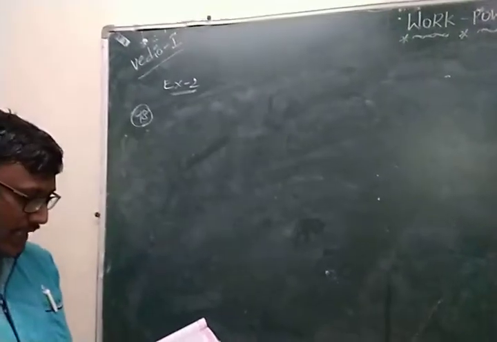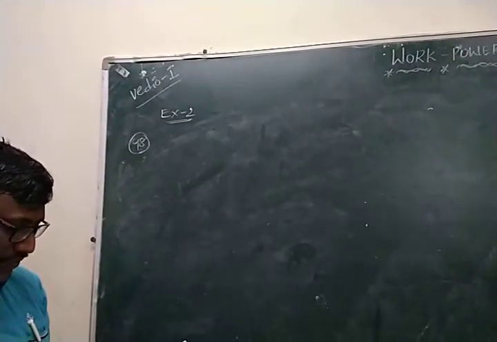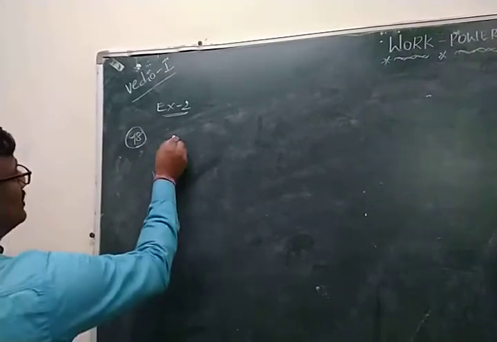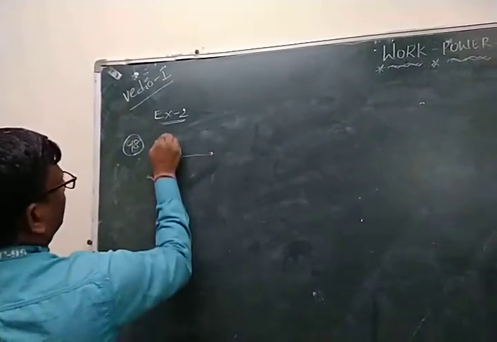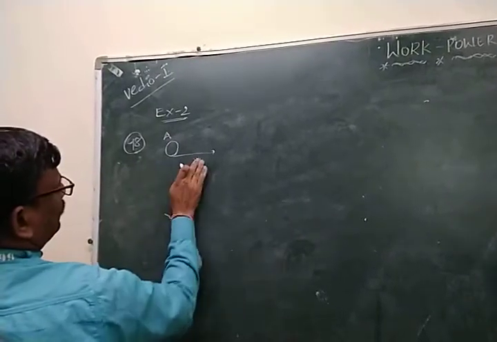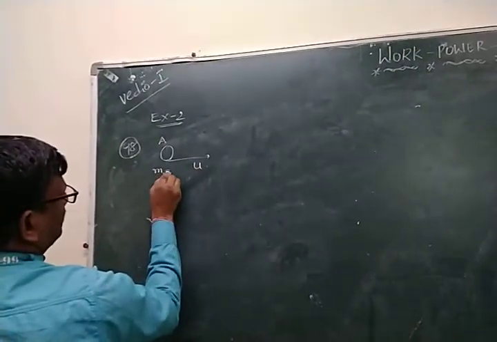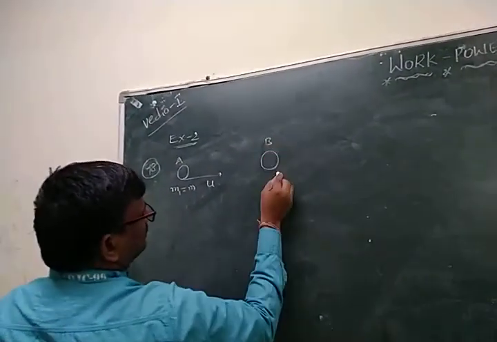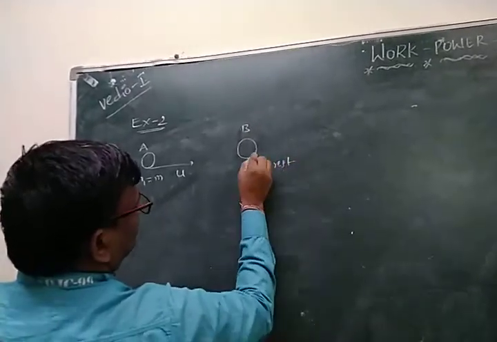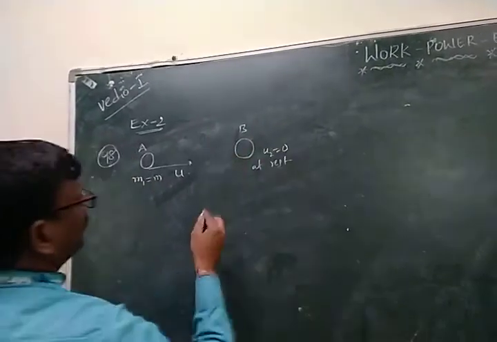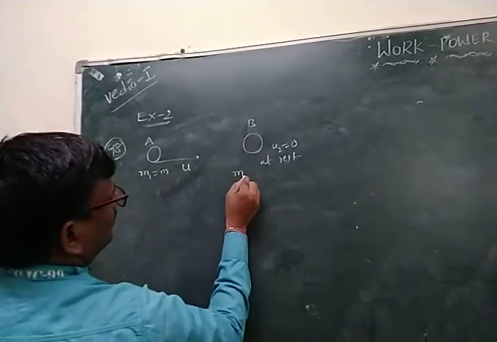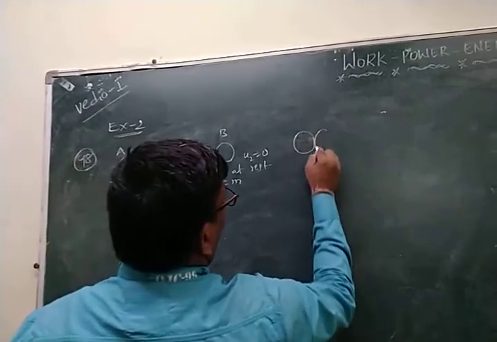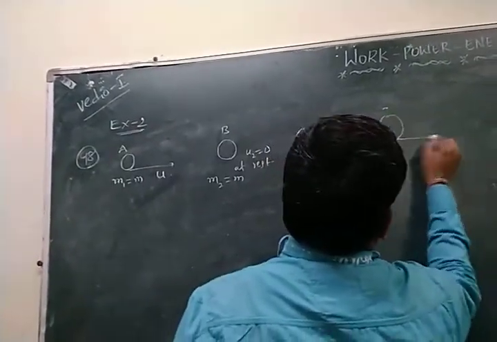A ball A moving with certain velocity collides with another ball B of the same mass at rest. See, this is the first ball. Say ball A is moving with velocity u and mass m1 is equal to m, and another ball B is at rest. At rest, u2 is equal to 0 and its mass is m, so m2 is also m. Now they collide and then separate.